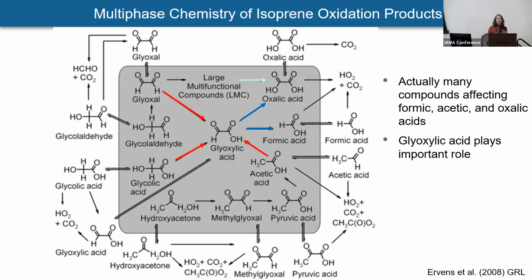A more complicated version is shown in the schematic that Barbara Ervens published several years ago. And this is really just showing the formation of 6 organic acids: formic acid, acetic acid, glycolic acid, pyruvic acid, and oxalic acid. And it's oxalic acid that is our dicarboxylic acid that will contribute to secondary organic aerosols.